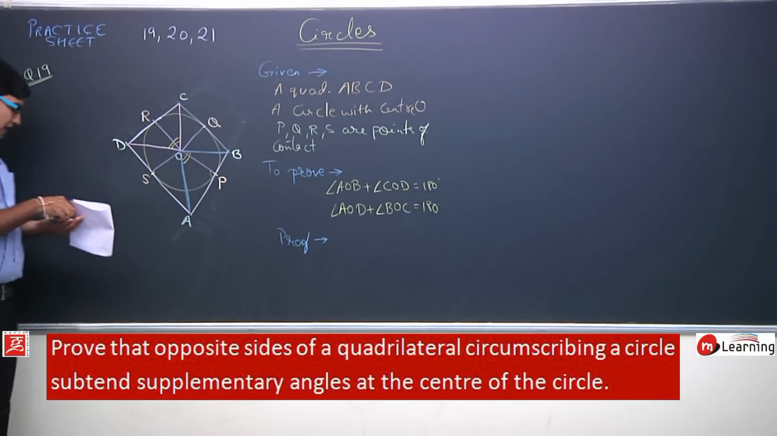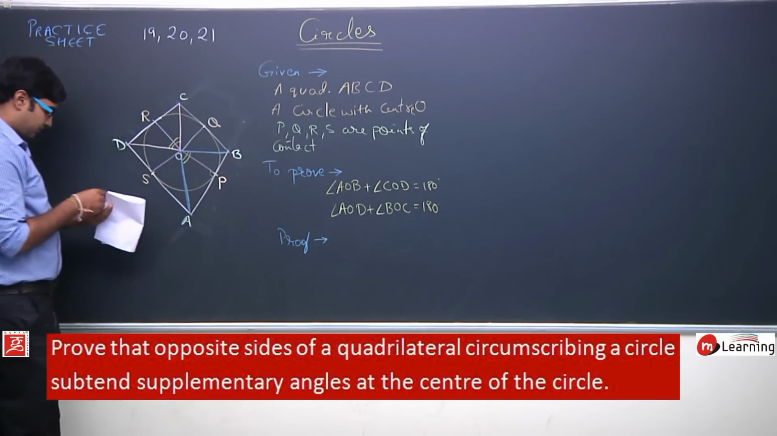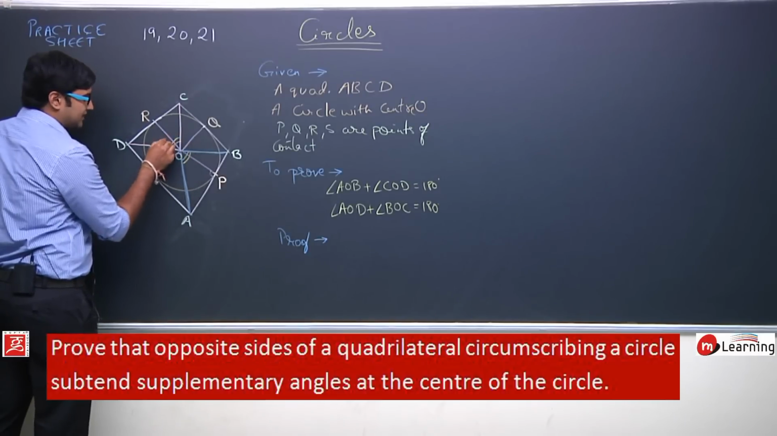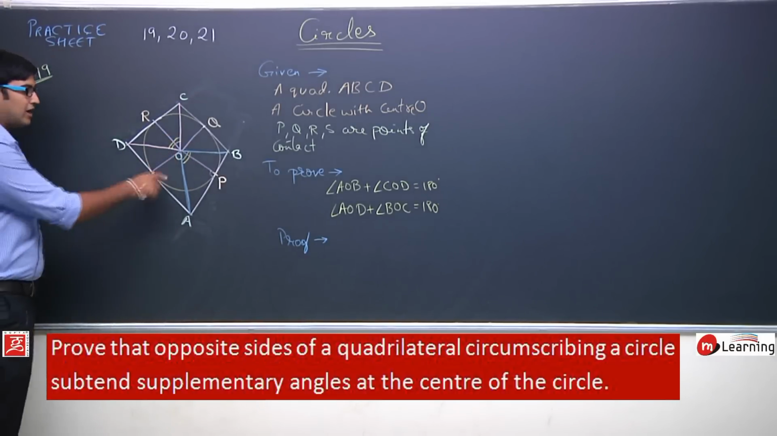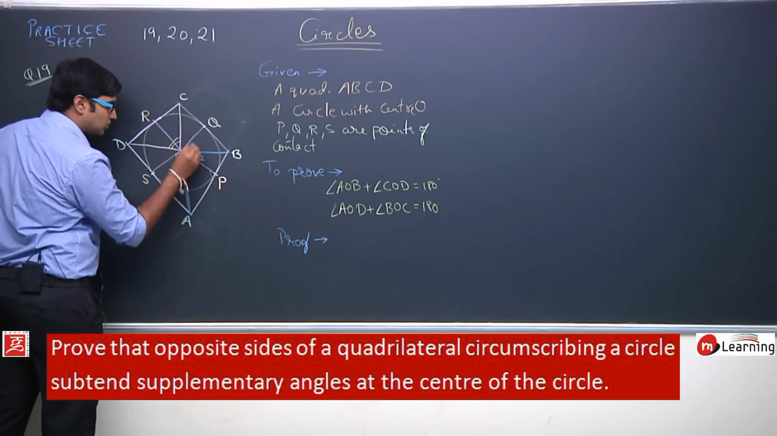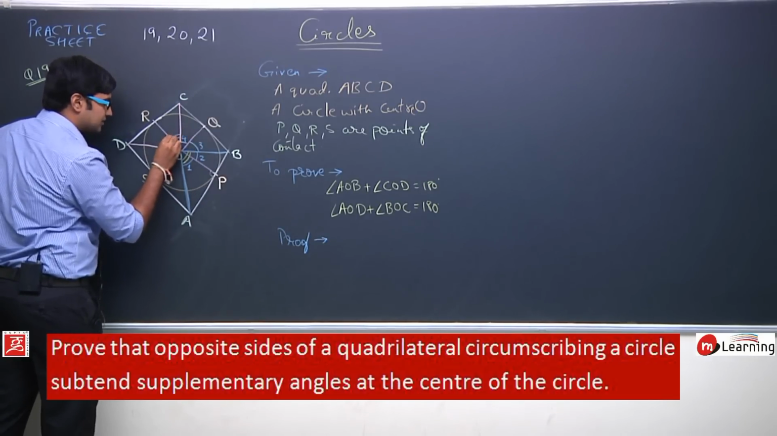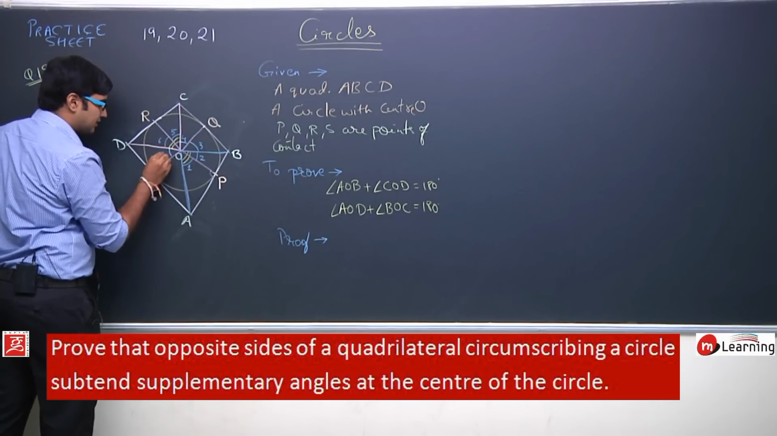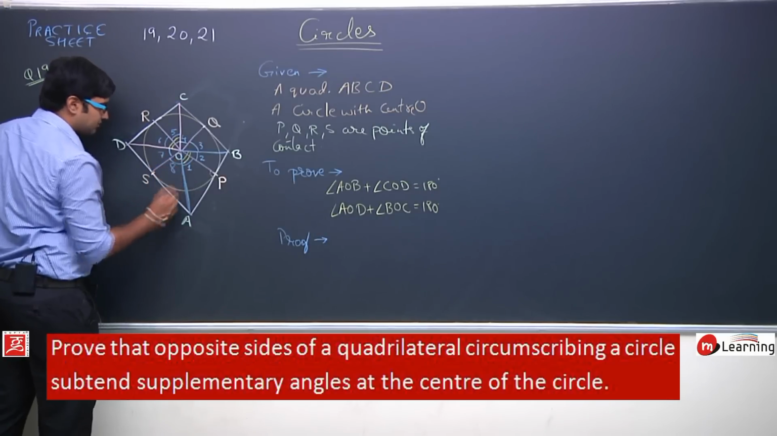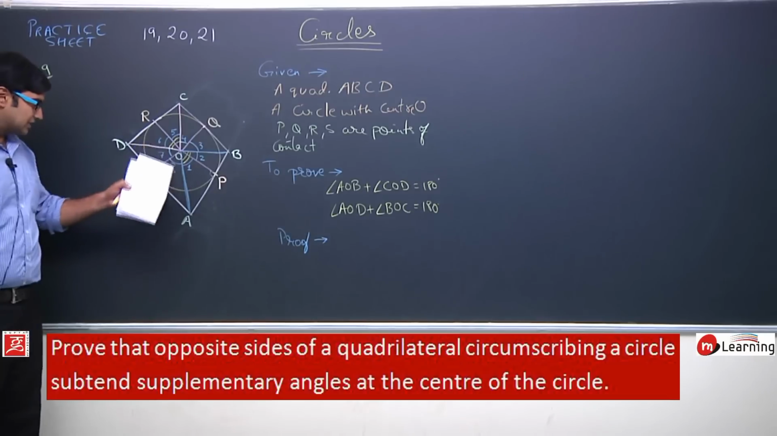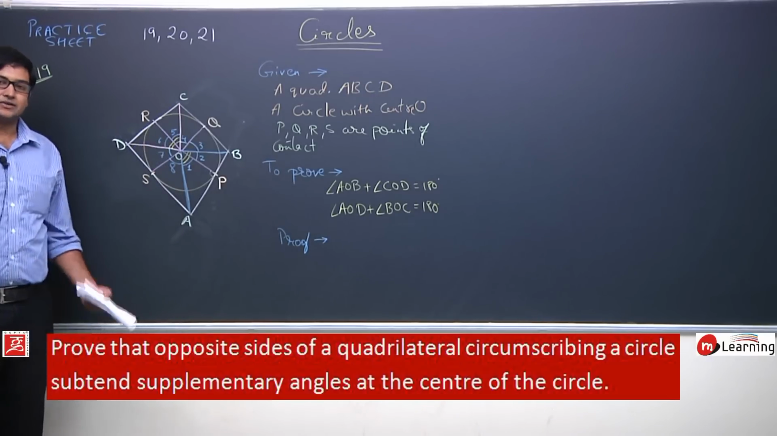So after joining this, here we will have 1, 2, 3, 4, 5, 6, 7 and 8 angles. We are going to have 8 angles. Let us say this is angle 1, this is angle 2, this is angle 3, this is angle 4, this is angle 5, this is angle 6, this is angle 7 and this is angle 8. So we have 8 angles at the center.